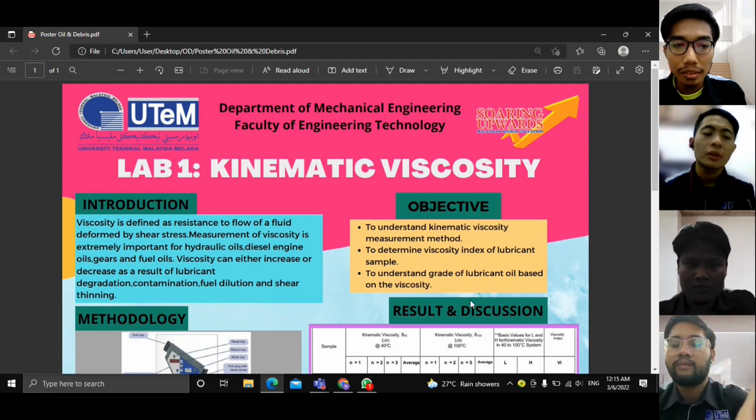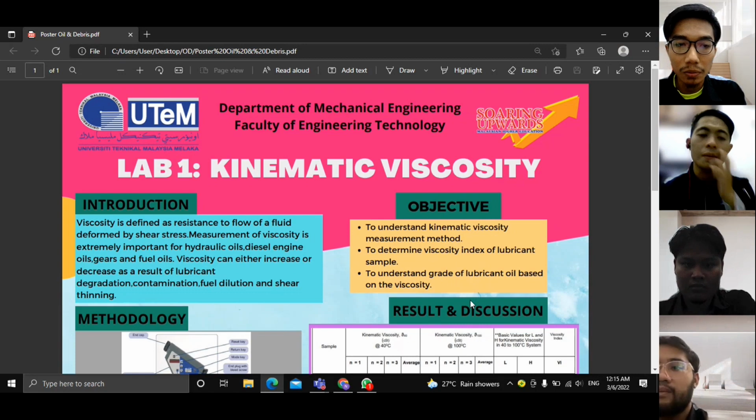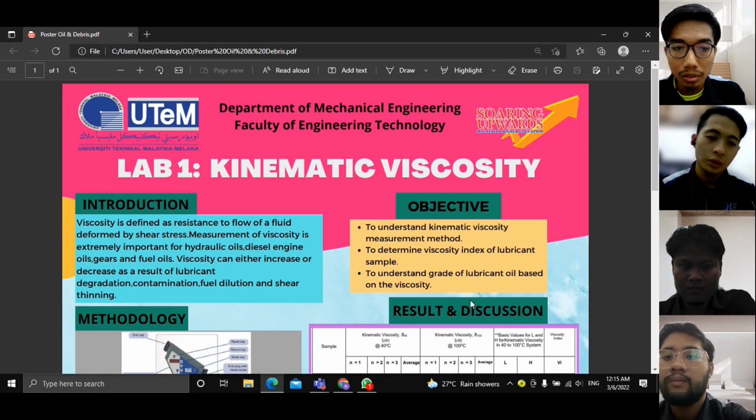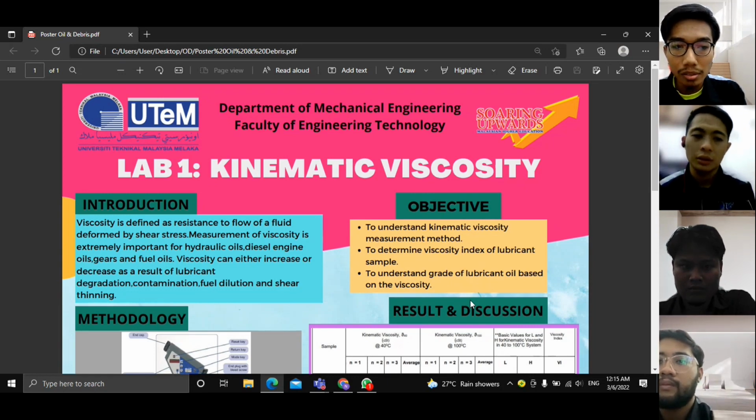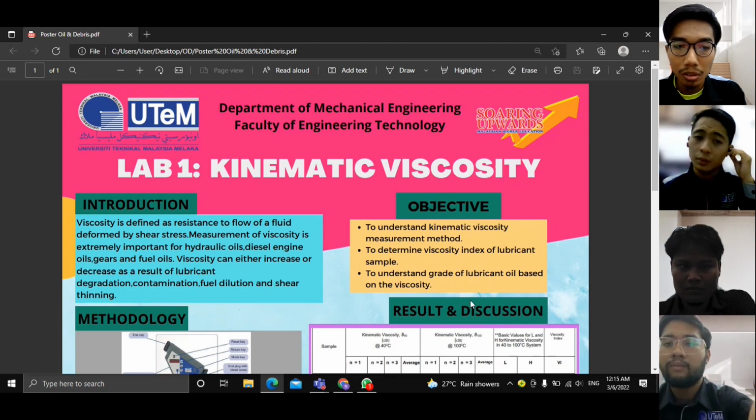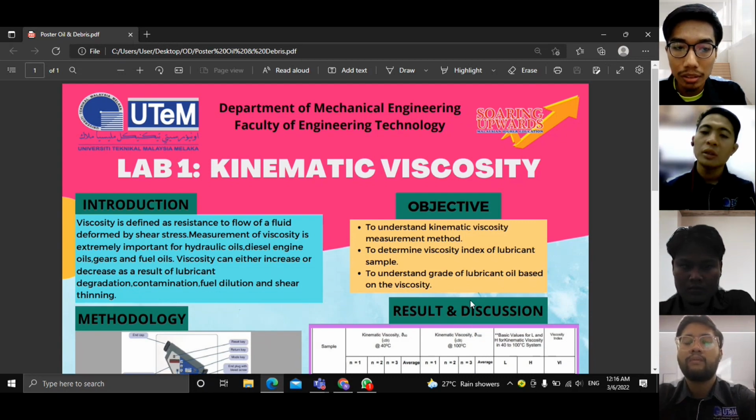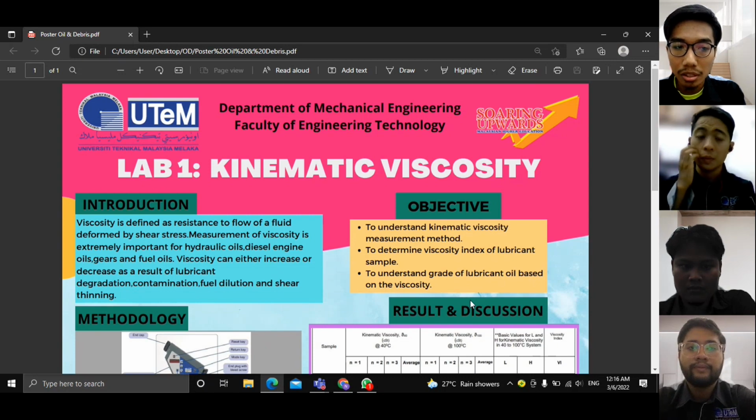Viscosity is defined as resistance to flow of a fluid deformed by shear stress. Measurement of viscosity is extremely important for hydraulic oils, diesel engine oils, gear oils, and fuel oils. Viscosity can either increase or decrease as a result of lubricant degradation, contamination, fuel dilution, and shear thinning.